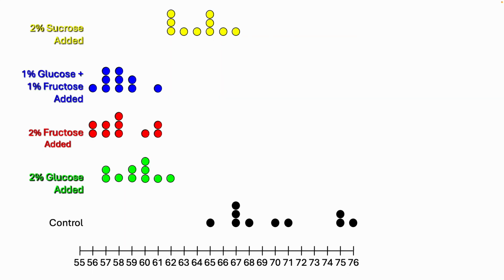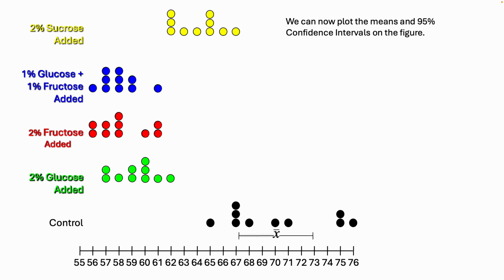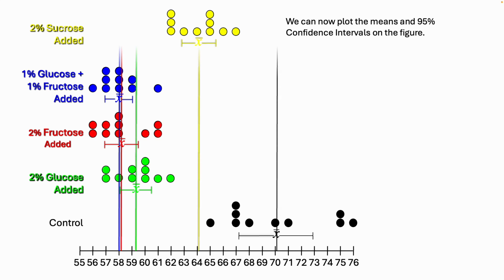So if we go back to our drawing, our figure, we can now plot the 95% confidence intervals on the figure. This is what it looks like for the control, glucose added, fructose, glucose and fructose, and sucrose. And now it's really easy to see which things are different from which other things because we have these confidence intervals drawn. And it appears that control is different from sucrose, sucrose is different from all of these, and control is different from all of these as well.